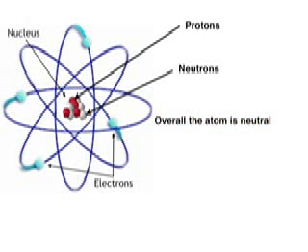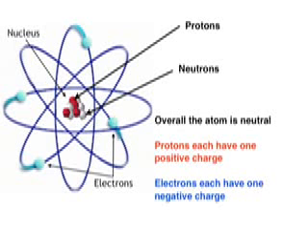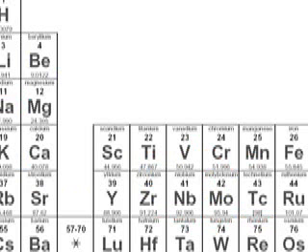Overall, individual atoms are electrically neutral, but within that, protons have a positive charge of 1 and electrons have a negative charge, that is a charge of -1. Because there are the same number of protons and electrons, the charges cancel out. Neutrons have no charge at all. The diagram we've used here shows 4 protons and 4 electrons.